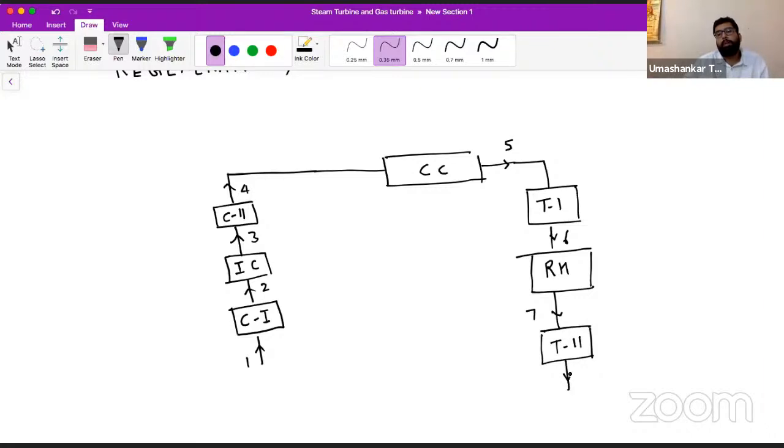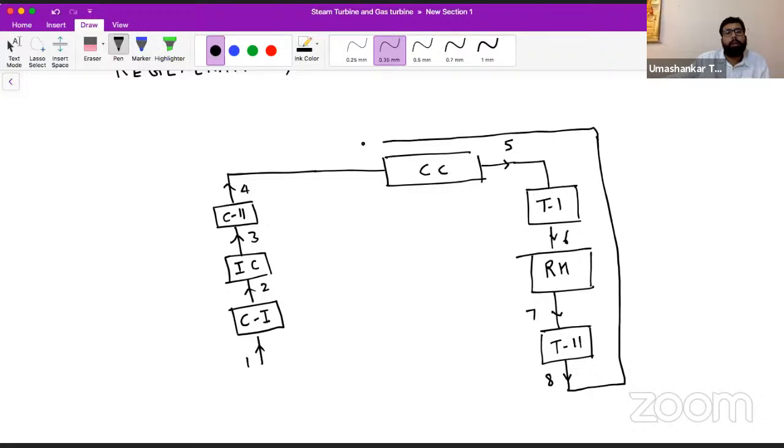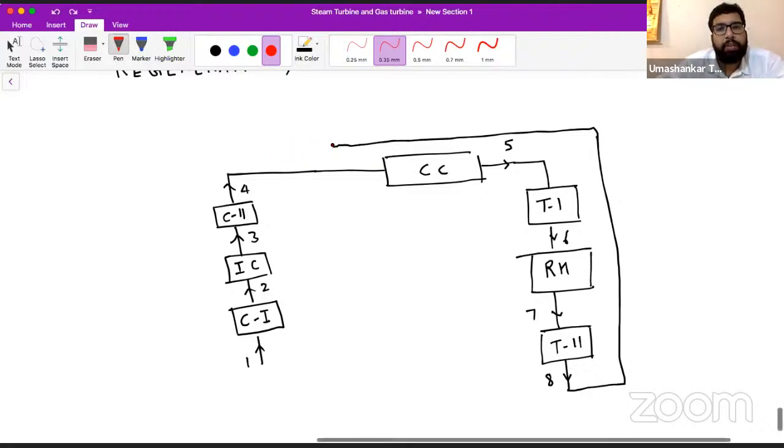Now from this T2, we should bypass it. We should send it to the regenerator, as we have seen. We send the exhaust steam. Okay, so here comes the regenerator. We have seen all this in the previous session, how the regenerator works. So we have a regenerator here.